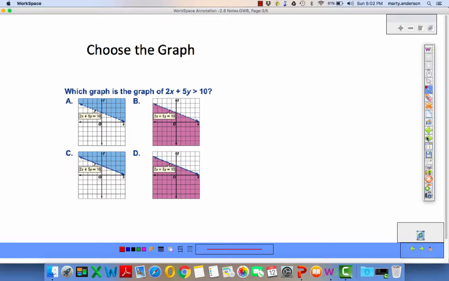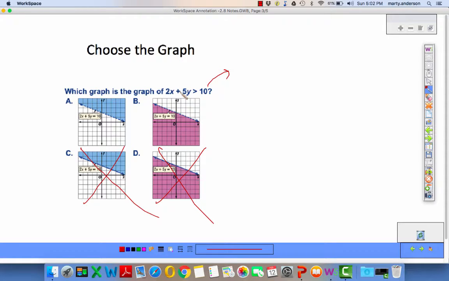Which graph is the graph of 2x plus 5y is greater than 10? Notice they have the same boundary line graphed, but we got to check to see whether we're going to have it shading above, shading below, dotted, or solid. Notice I can already tell it's going to be a dotted line. So this one is not dotted. This one is not dotted. Those two are dotted. I got to figure out if I'll shade above or shade below.